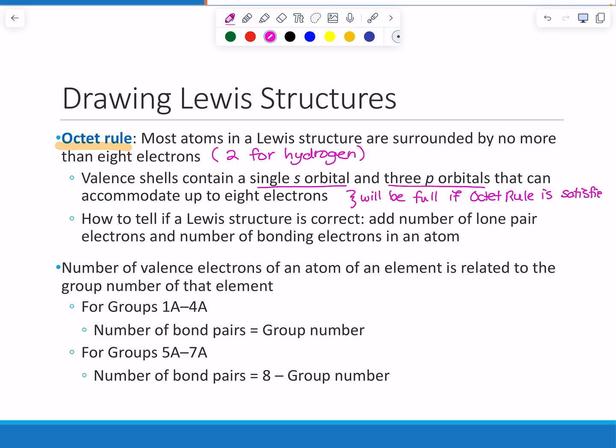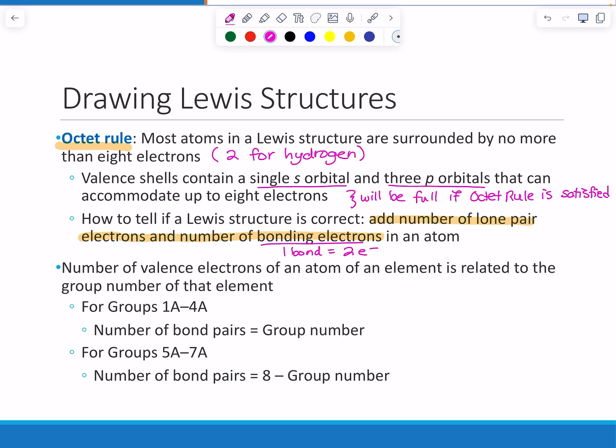So when we draw Lewis structures, we count up and ask: are there 8 electrons around this atom? Are there more? Or are there less? If you're going to figure out if a Lewis structure is correct, what you're going to do is add the number of lone pair electrons and the number of bonding electrons. Now, remember, one bond is 2 electrons, right? So a bond is 2 electrons. One bond equals 2 electrons. So don't forget that when you're counting.